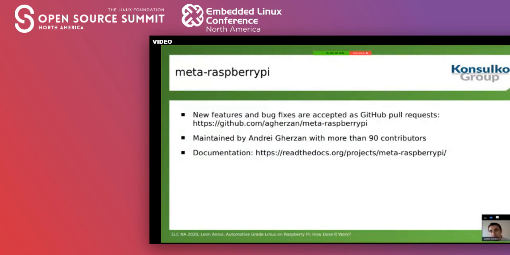If you find a bug and want to report it, if you want to fix it or add a new feature to Meta Raspberry Pi, do it as a GitHub pull request. This is the link in GitHub where you can find it. The maintainer of Meta Raspberry Pi is Andre Gerson. There are more than 90 contributors, a very active community. Raspberry Pi, after all, is super popular, so there are a lot of people interested in looking after this board support package. And I have to say that Andre is doing a great job, and this is actually my favorite board support package layer for Yocto Project and Open Embedded. There is also a great documentation. It's available, the link here, at Read the Docs.